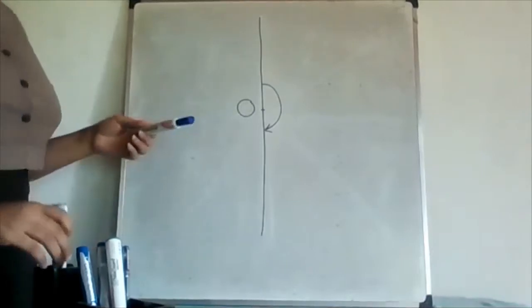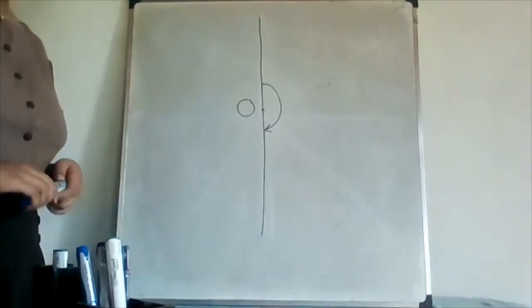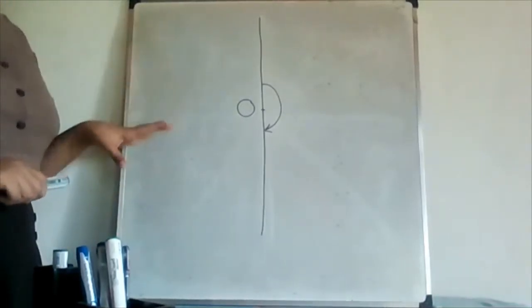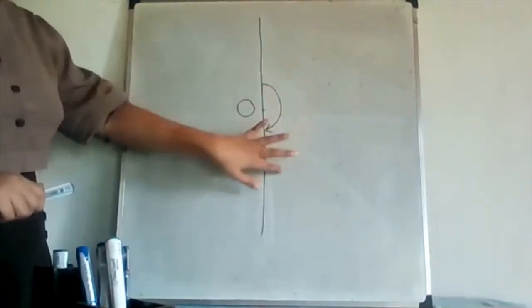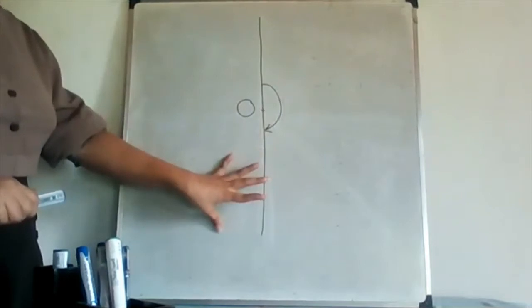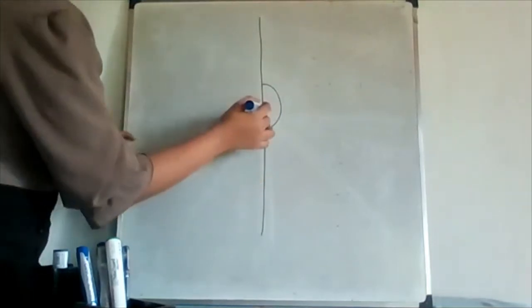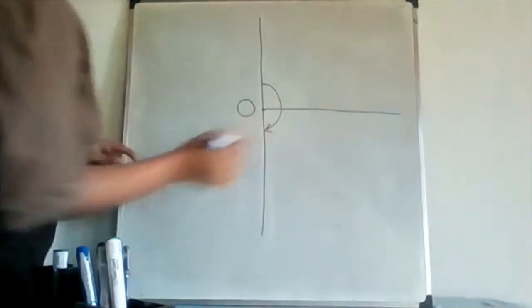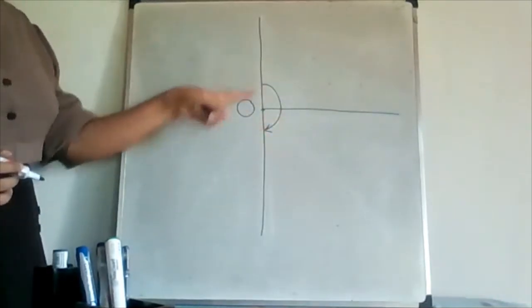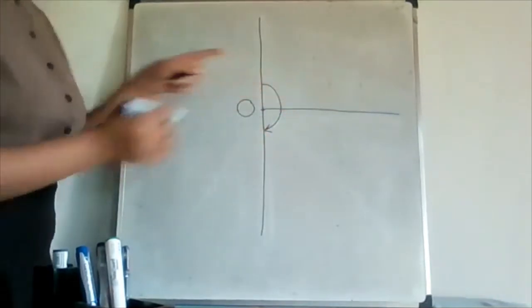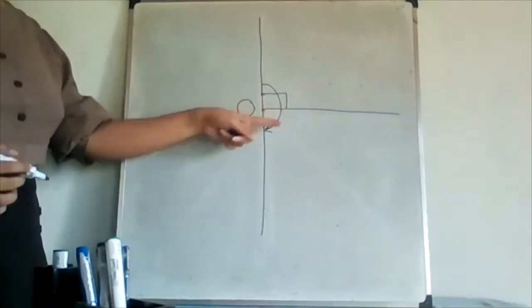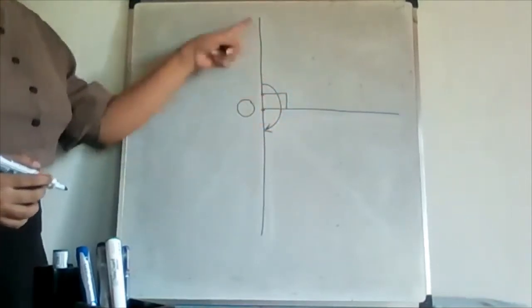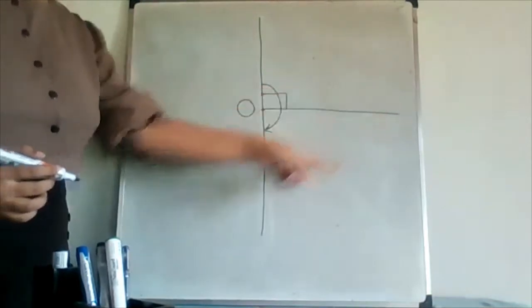So this is once again a summary of the types of angles you have learned. This is a straight angle. The angle which is drawn on a straight line is a straight angle. The next one, if we divide this straight angle into two equal halves, that one half is called a right angle. The next one is a right angle.